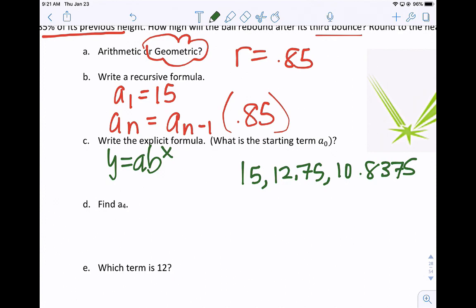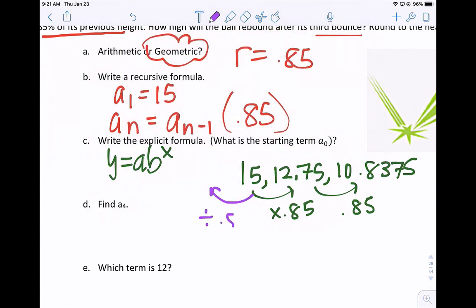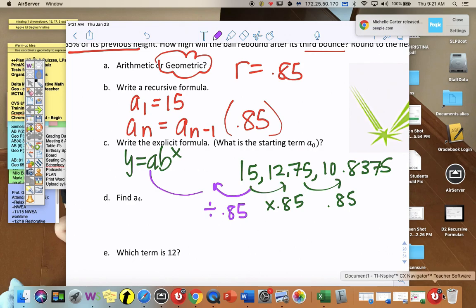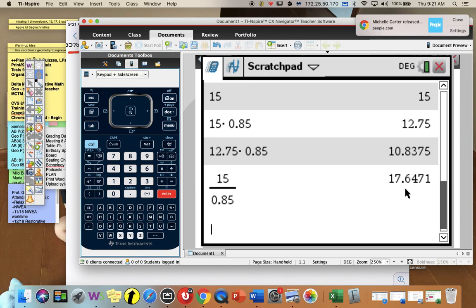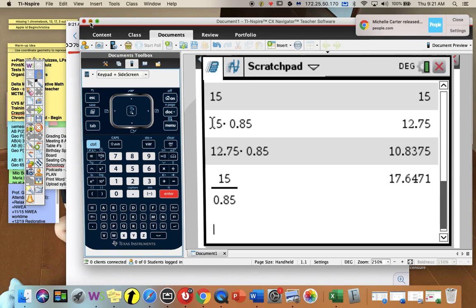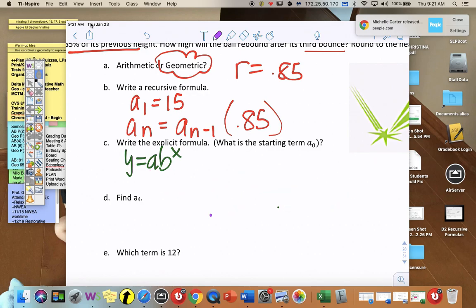All right, so here's our list of numbers. Remember, to get every number, we multiply the previous one by 0.85. And so if I do want the 0 term, I have to go opposite and I have to divide by 0.85. So that's what we need to find the a value right here. Okay, so let's type that in. 15 divided by 0.85. Okay, so there's the 0 term, 17.6471. Okay, so I'm going to write that here. And then it's being multiplied by 0.85 every time. All right, so there's the explicit formula.